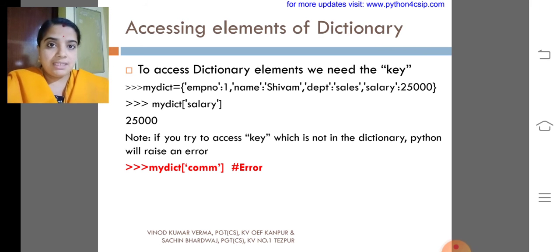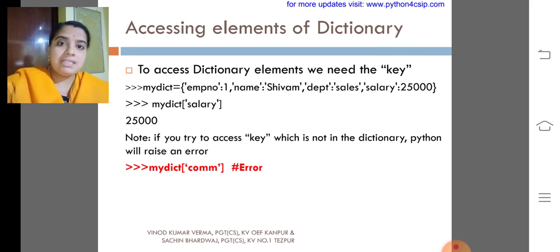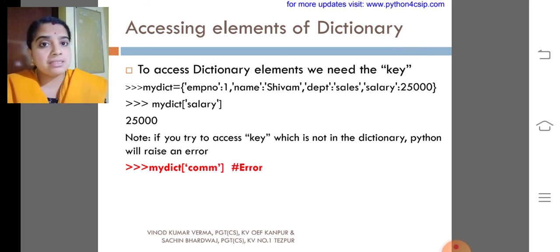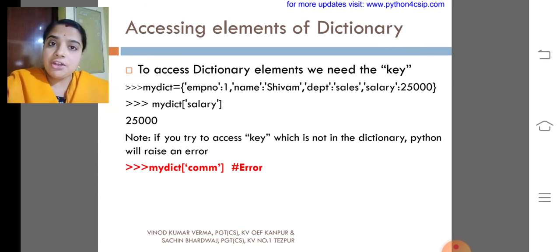Like all other objects that we studied, list, tuple and string, we access the elements using the index. But in a dictionary, we need to use keys for accessing the elements.